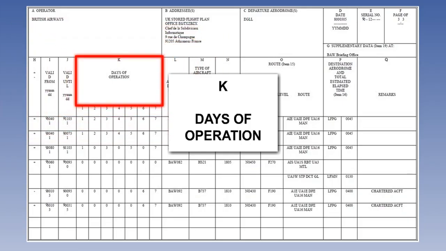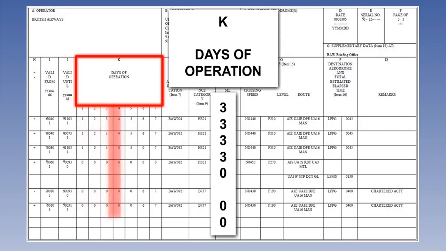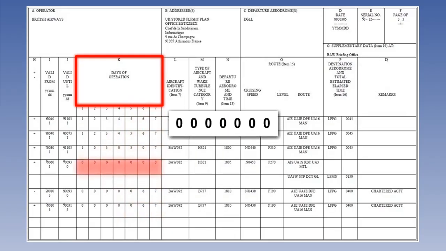Under the days of operation in item K, day 1 is Monday, 2 is Tuesday, and so on. If the flight is not operating on a particular day, a 0 is placed in the appropriate column for that day. For example, this flight is operating on the Monday, Wednesday, Friday, and Sunday only.